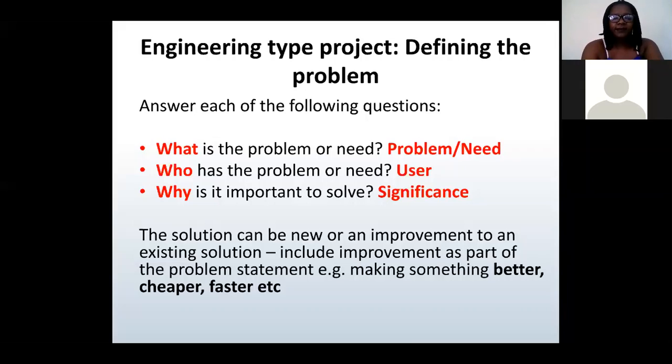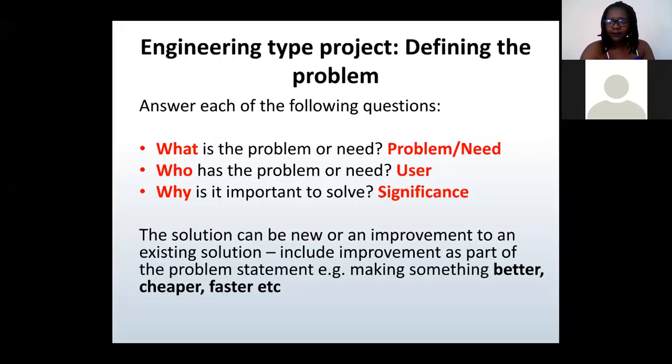Who needs the prototype they are building? So the end user, that is what the learner is defining here by looking at who. Why is it important to solve? At this stage, the learner now is showing the significance. Why is it important for the learner to be doing that particular project?